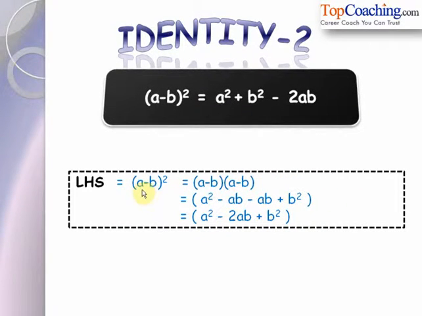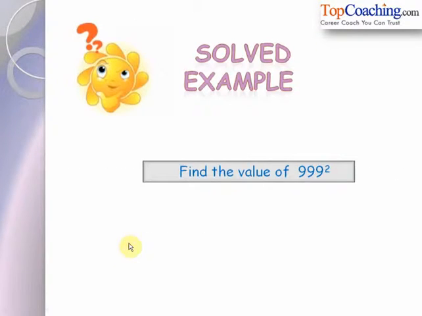Let us look at the LHS, which is (a − b)². Now (a − b)² could be written as (a − b) into (a − b). When we multiply both these terms, we get a² − ab − ab + b². Now −ab and −ab gives −2ab, and thus we get (a − b)² equal to a² − 2ab + b². So (a − b)² is equal to a² + b² − 2ab. So based on this identity, let's try to solve an example.